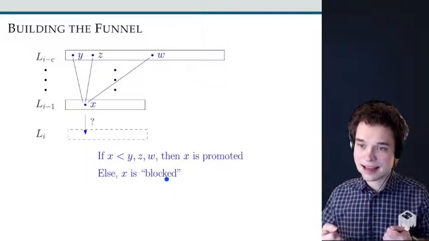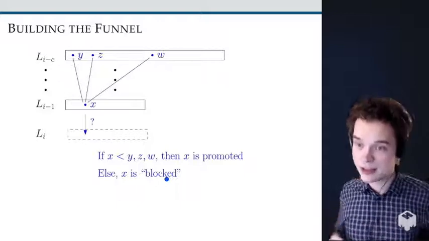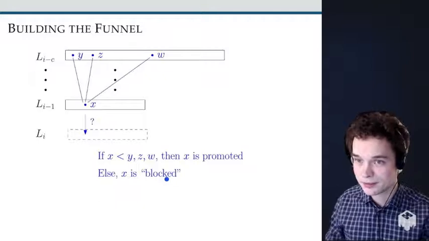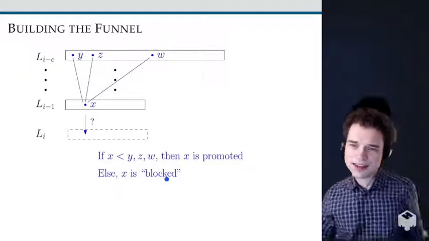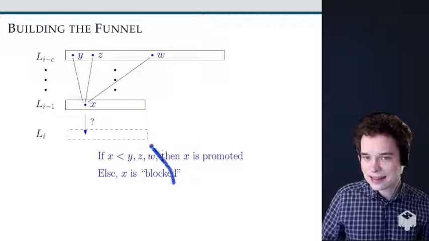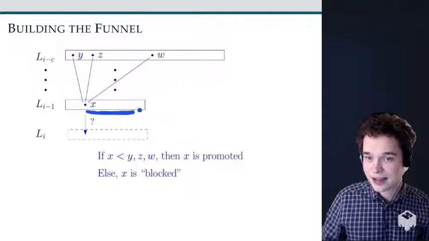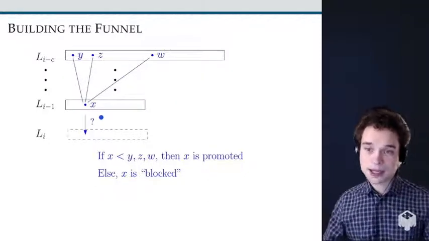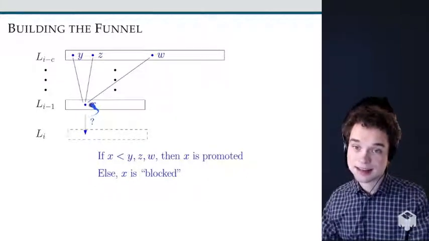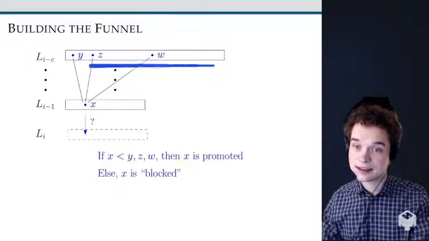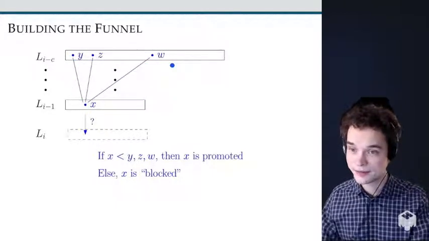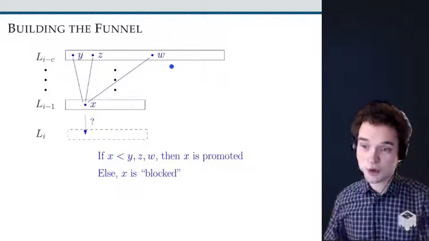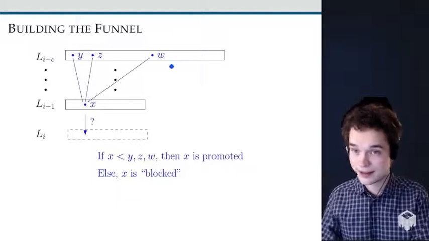And so the idea here is that if x is really small, it has a good chance of being promoted, and if it's really large, it has a good chance of not being promoted. One thing that's interesting here, and kind of subtle, is that it's tempting to do this process by just comparing x to other vertices in level L_{i-1}. But it ends up being important that instead we actually compare x to vertices in a level that's c levels higher for some large constant c, because it turns out this makes our levels evolve in a slightly more predictable way that ends up being important for the analysis.